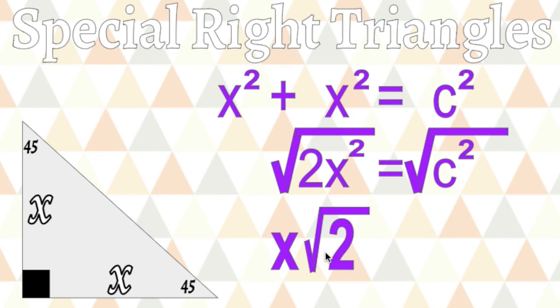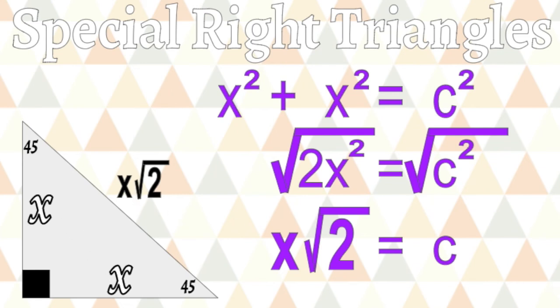They're still together. And so this is just a simplified version of the square root of 2x squared. And so this is still equal to the square root of c squared. And when I take the square root of c squared, I just get c. So 45, 45, 90 triangles are super, super easy because really they're just two numbers that you need to know. The legs are both the same number, and the hypotenuse is just that number times the square root of 2. So I have x, x, x root 2.